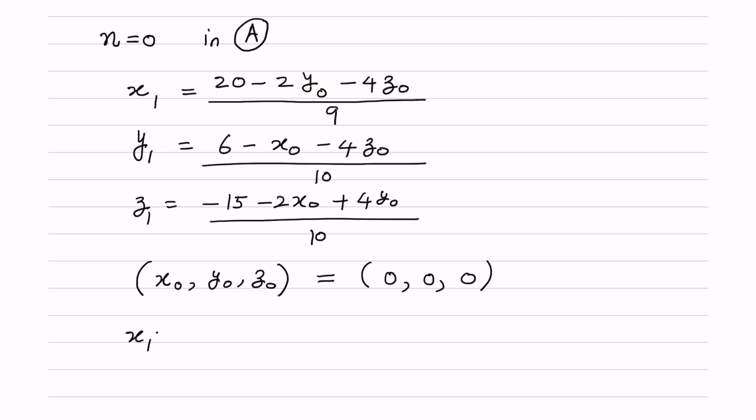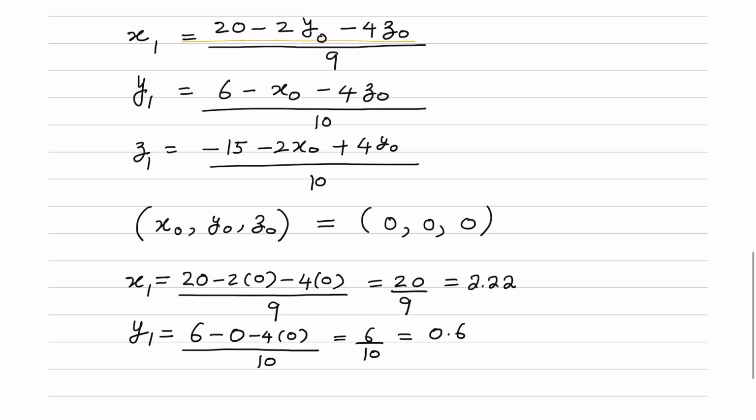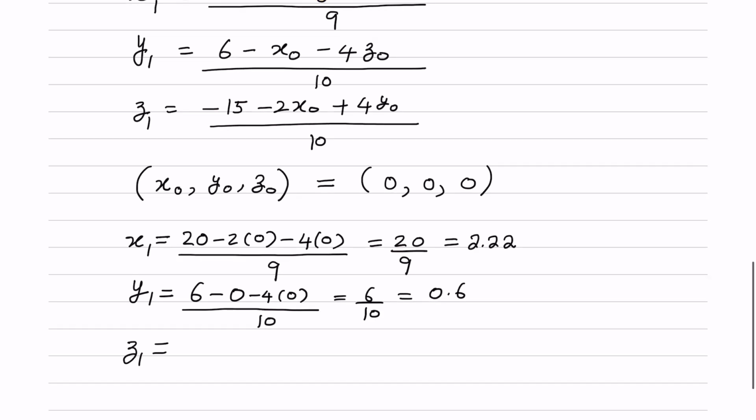So for x1 we get 20 minus 2 into 0 minus 4 into 0 whole divided by 9, which gives us 20 by 9, and in your calculator you will see that it is 2.22. The same way we find y1 equal to 6 minus 0 minus 4 into 0 whole divided by 10, and it gives us 6 by 10, which gives us 0.6. We find z1 by plugging the value of x0 and y0 as 0, 0 on the right hand side, which gives us minus 15 by 10, which is minus 1.5.